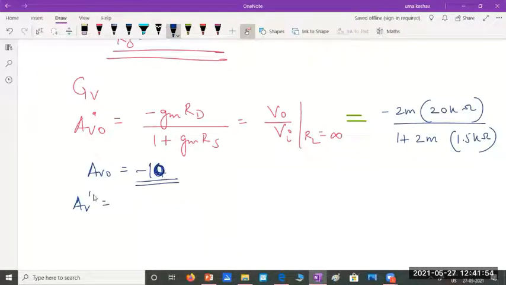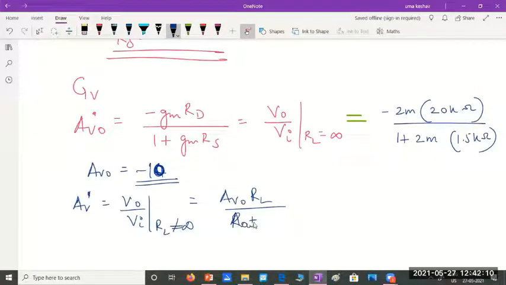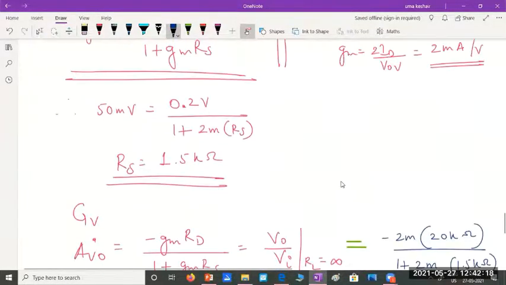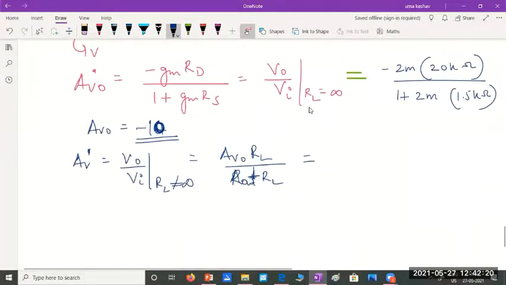This was AVO. So what is AV dash? V naught by Vi when RL is not infinity. You can directly say AVO into RL by R naught, R out or R naught plus RL. If you want, you can find it out like this. Or in other words, it will be V naught by Vi when RL is not infinity.